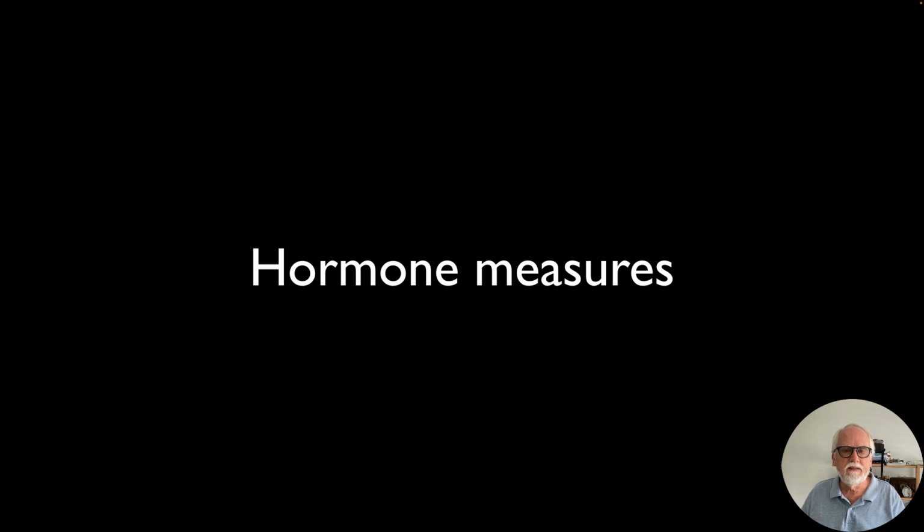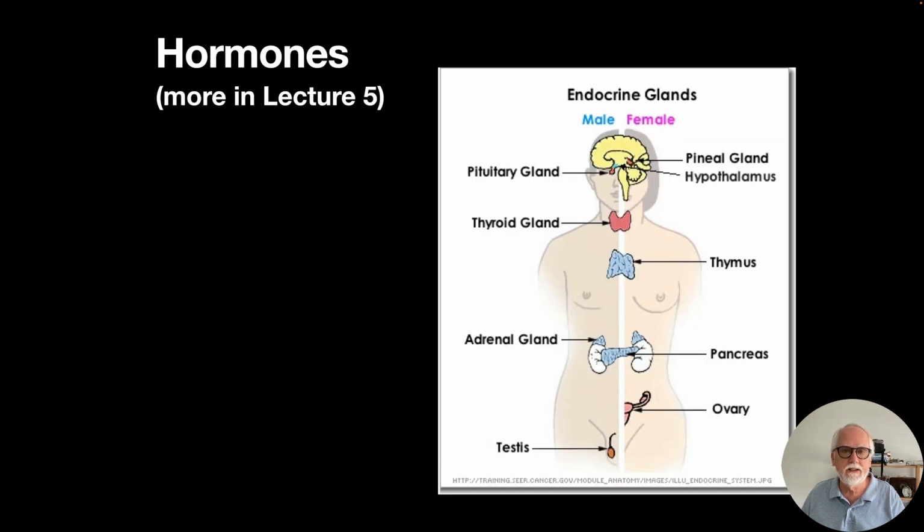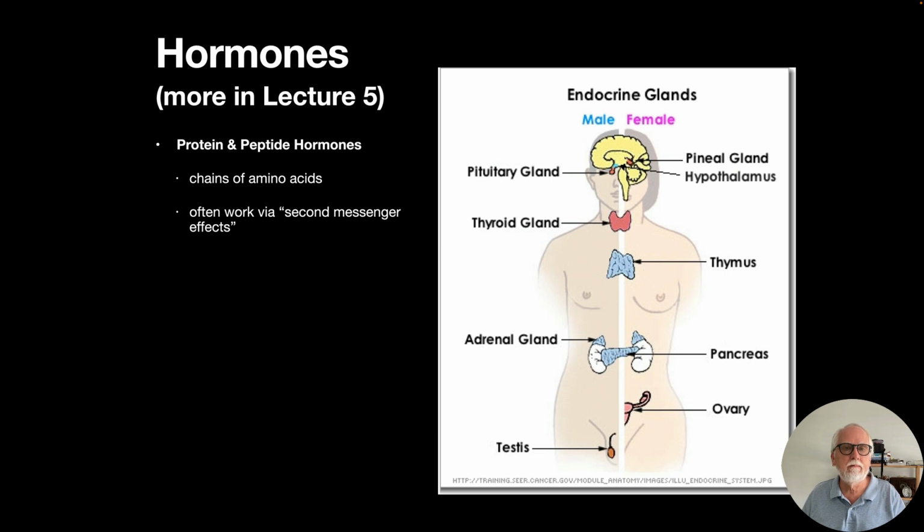All right, so our next class of measures are called hormone measures, and they basically measure endocrinological function. We actually do cover hormones in greater detail in Lecture 5. But just very briefly right now, we have different kinds of hormones that are released by these different glands in the body. Some of them are known as protein or peptide hormones. These are basically made up of chains of amino acids, and they often work via second messenger effects. That is, they cause another gland to release a hormone. You'll see that later on in Lecture 5.